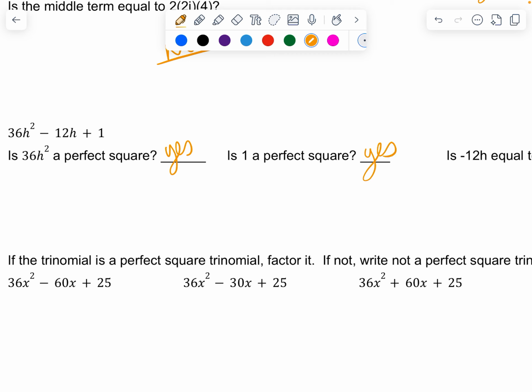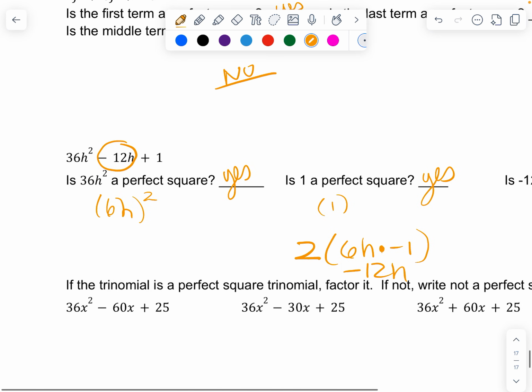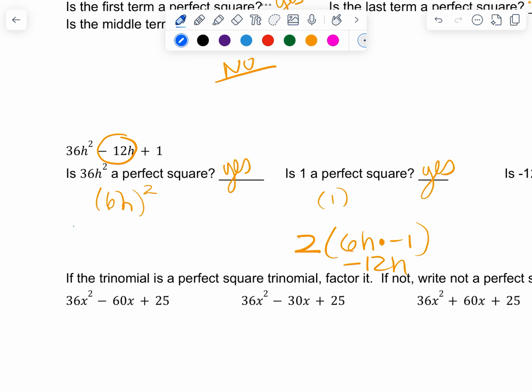Is 1 a perfect square? Yes. Is this the same thing as 6h? This is the same thing as 1. If I took 2 and I multiplied it by 6h and multiplied that by negative 1, would I get the middle term of negative 12h? I would. I forgot the negative 1 on there. Yes. So what does that mean? That means when you factor this, it's going to be 6h minus 1 all squared.